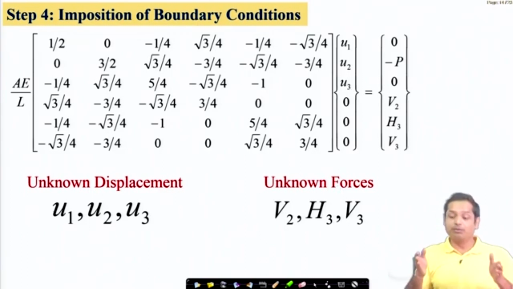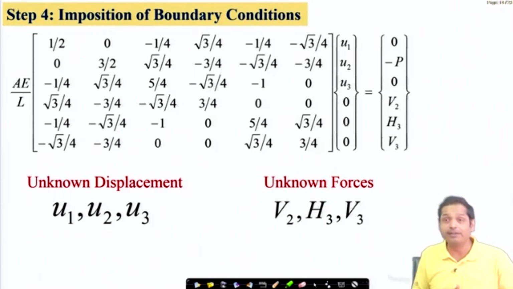Now in this equation, look at how many unknowns we have. We actually have 6 unknowns. U1, U2, U3 are 3 unknown displacements we need to determine, and then V2, H3 and V3 are 3 reactions. These 3 reactions we need to determine. It is a linear equation, 6 unknowns and 6 equations.